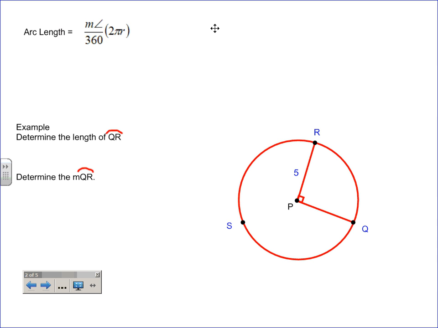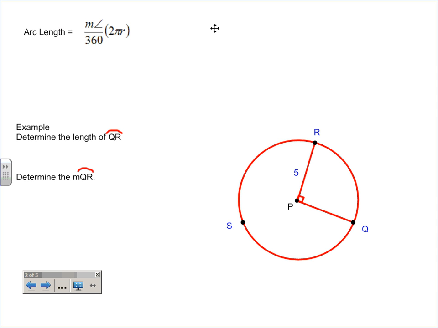So this is saying this M means measure of the angle divided by 360. What that basically tells you is what fraction of the circle you have, right? And then you take it times 2 pi r. Have we seen 2 pi r before? What is that the formula for? 2 pi r is circumference, right? Do you agree circumference is going all the way around the circle?